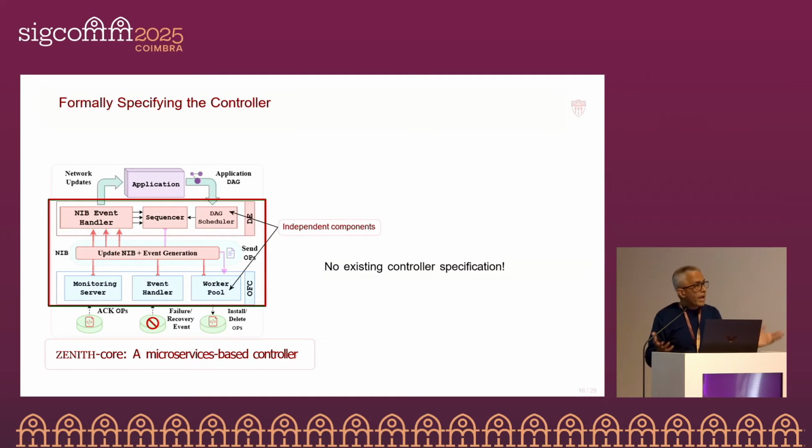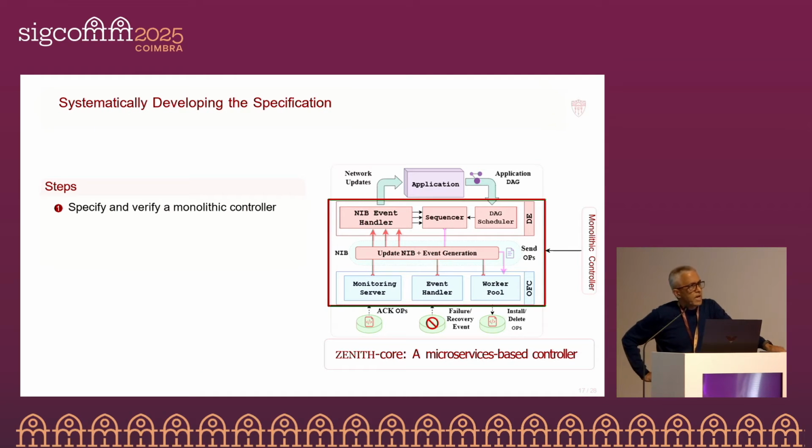And now, lacking any controller specification, how do you even come up with a specification in the first place? The way we chose to do this is by systematically developing the specification. We started by first developing a monolithic controller, no internal concurrency, but it has all the functionality that you would need.